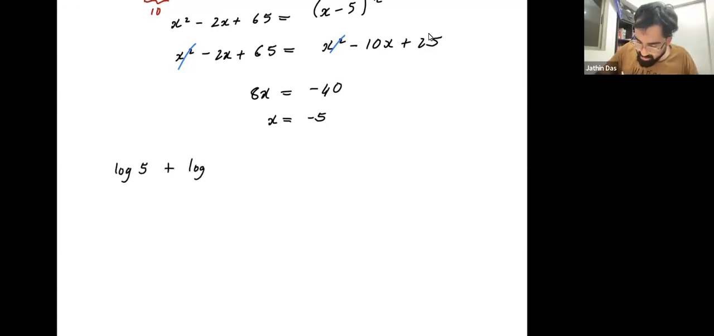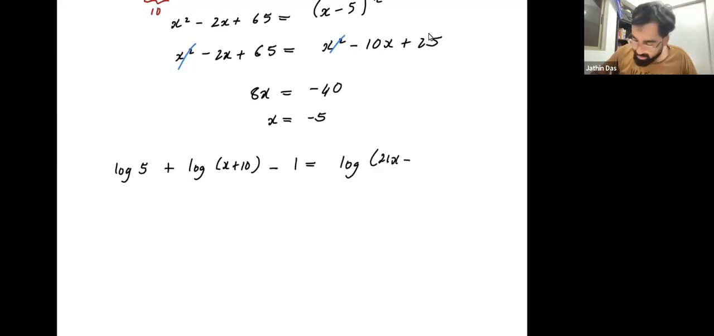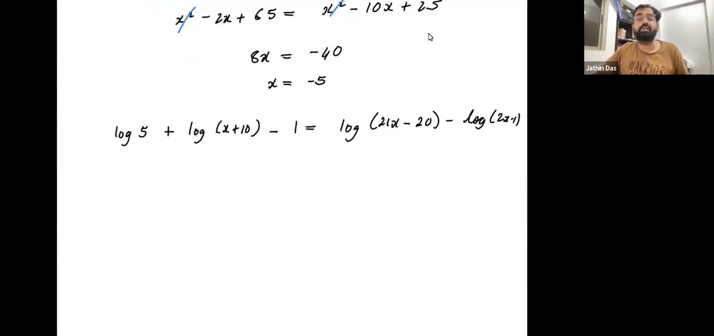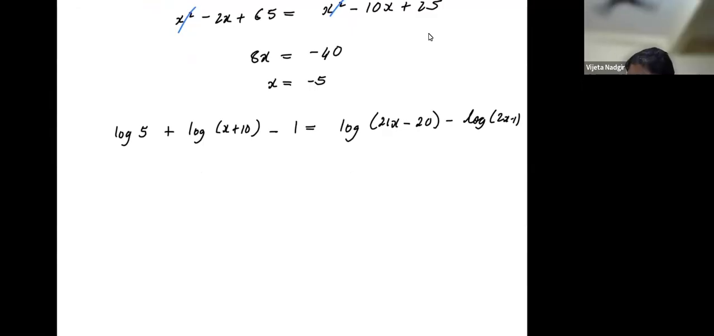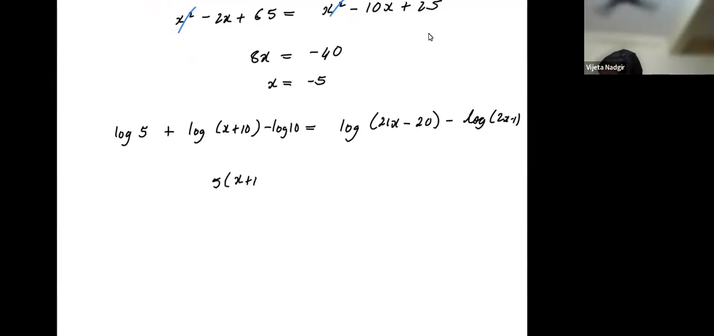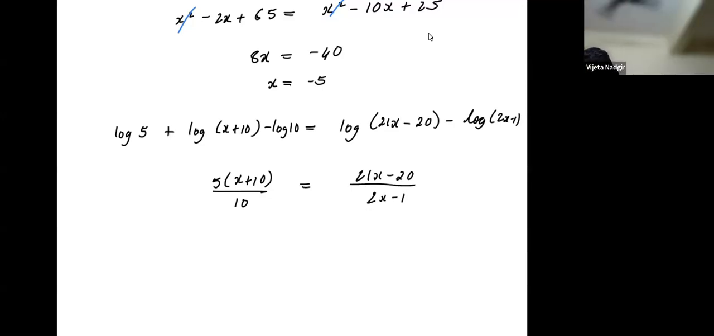Log 5 plus log x plus 10 minus 1 is equal to log 21x minus 20 minus log. This is simple only, na? Okay. We're not supposed to take cases for this. No, why you want to take cases? Okay. What? Okay, then I got it. Yeah, minus 1, what will you write? You'll write minus log 10. I got it. Yeah. Like how you do. Yeah, like this. Just showing. That's it. Like this only you did, no?